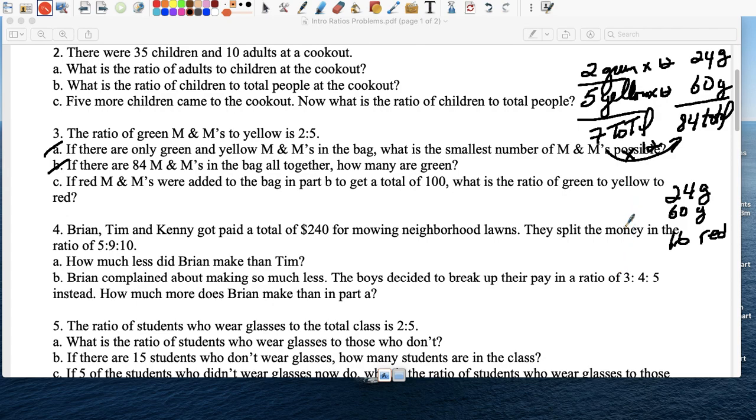So the ratio of green to yellow to red would be 24 to 60 to 16, and we can divide everything by 8, and we get 3, not by 8, by 4. Let's see if that works. 6 to 15 to 4. Yep, there is the ratio of green to yellow to red: 6 to 15 to 4.